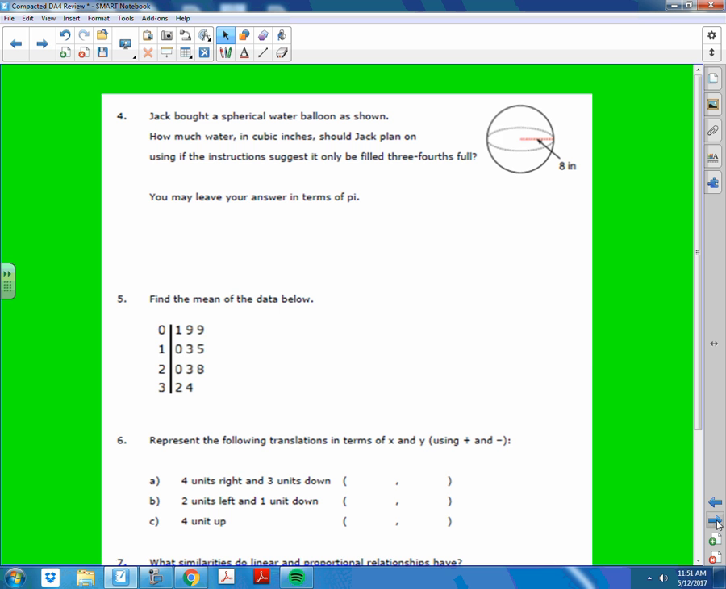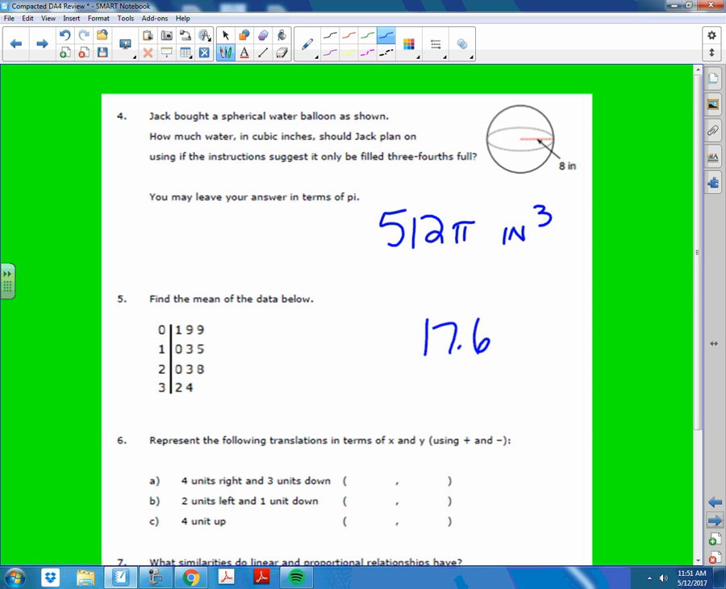All right, so here we go. Number 4 is 512 pi cubic inches. We don't really need that, thank you. Number 5 is 17.63 repeating. Pay attention.